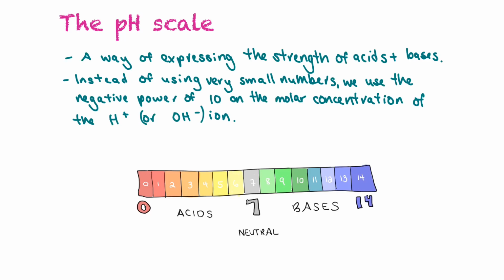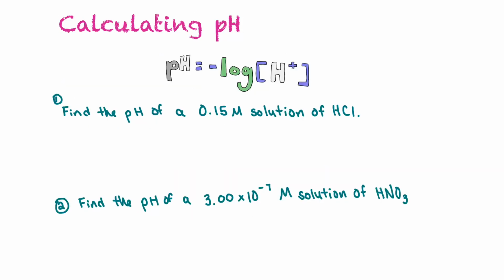So acids have really low pH, so a pH of 1 versus 2 means that the concentration of the acid is 10 times higher. So we'll just move from there and talk about how we can determine pH. So we calculate pH by taking the negative log of the concentration of hydrogen ions or protons.